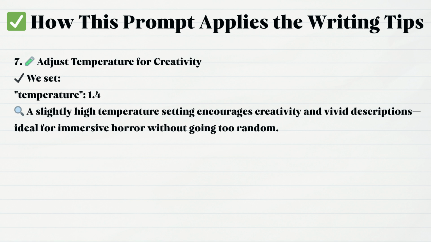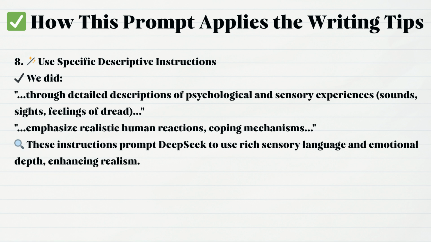Number 7, we set the temperature 1.4 in our prompt. So we set the temperature as 1.4, which is slightly lower than the one that he suggests, which is 1.5. Why we're doing this? Because we want our story to be more realistic. So that's why we put it as 1.4 rather than 1.5. Number 8, we use specific descriptive instructions. So these two sentences is what I put in the prompt. So these instructions prompt DeepSeek to enhance the realism, which is the main theme that I want to keep for my script.